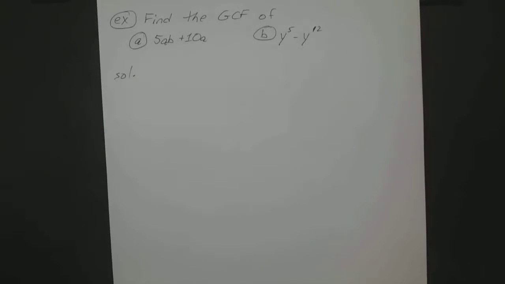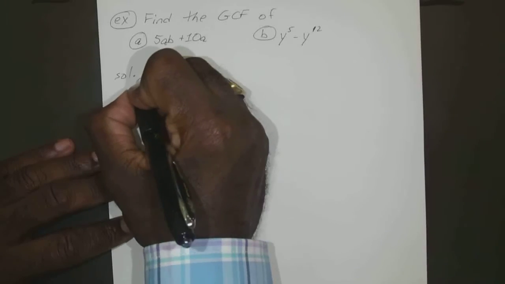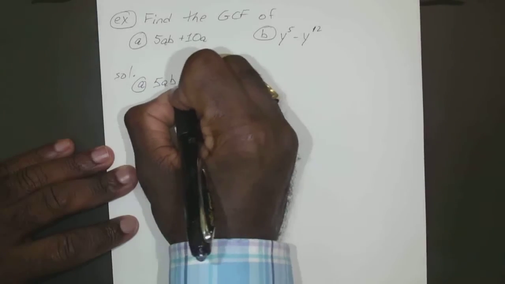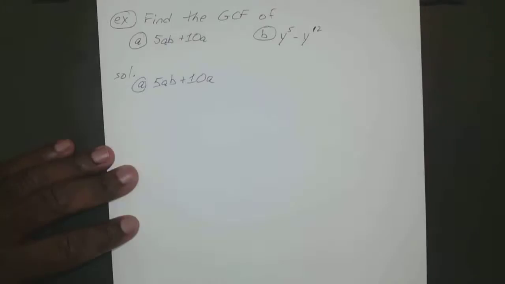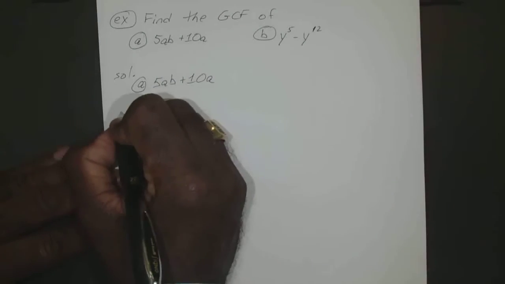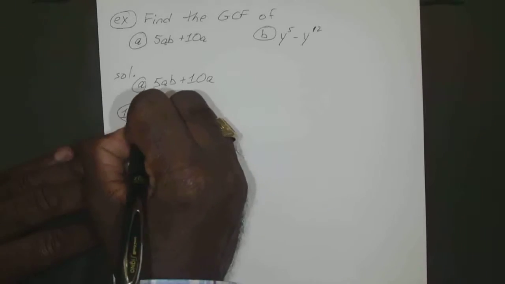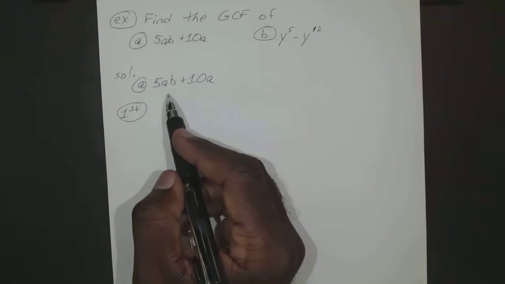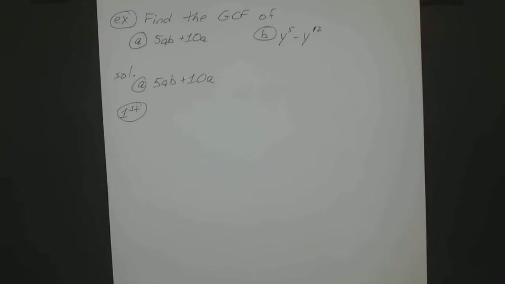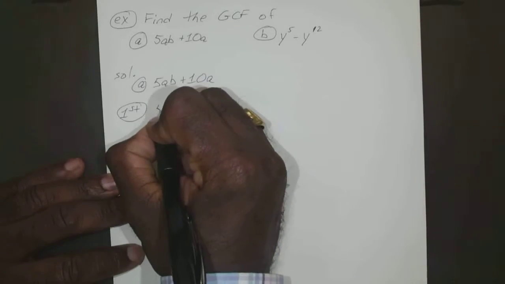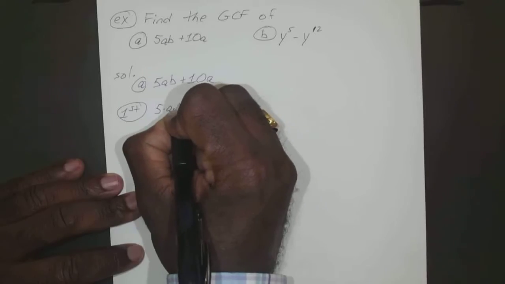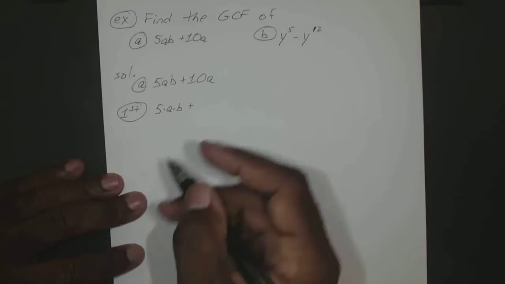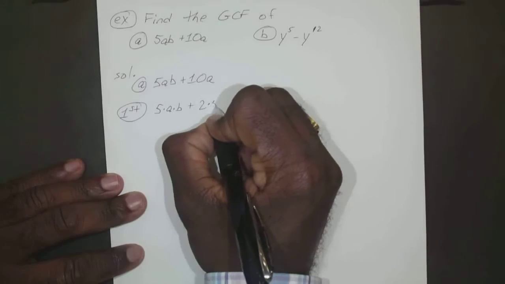Okay. So if you have 5AB plus 10A, for your first step, this is already factored down as far as it's going to factor, so you can just leave it as 5 times A times B. Plus 10, you can make that 2 times 5 times A.